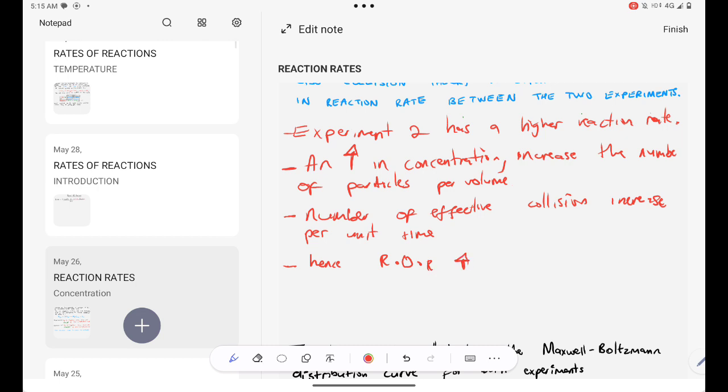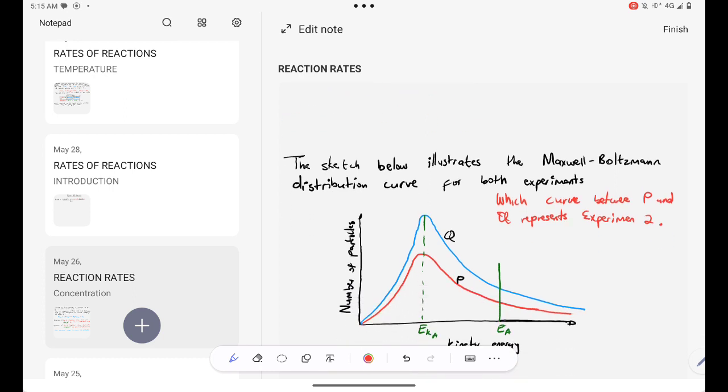So in experiment 2 we have a higher concentration. This higher concentration will increase the number of colliding particles inside the reaction vessel. And whenever the number of colliding particles increases, we end up having more effective collisions per unit time, and that's why our rate of reaction is higher. Now let's go to the second question.